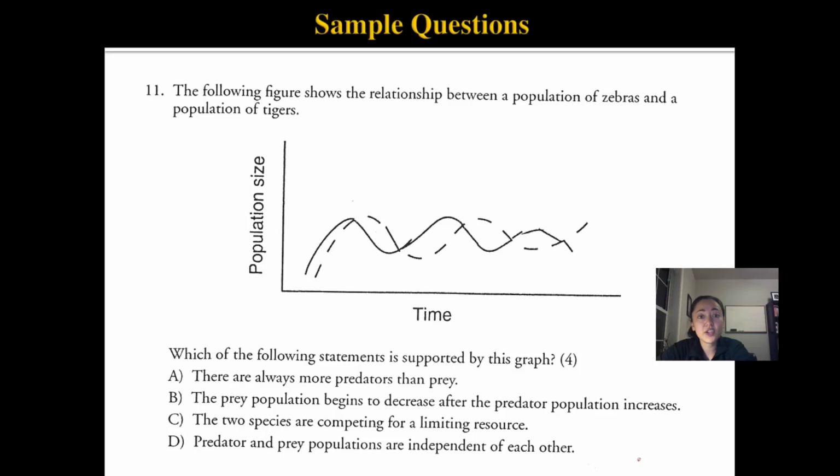The following figure shows the relationship between a population of zebras and a population of tigers. Which of the following statements is supported by this graph? Pause the video and then I will give you the answer. The correct answer is B. The prey population begins to decrease after the predator population increases. And that is the end of the review for Unit 11.